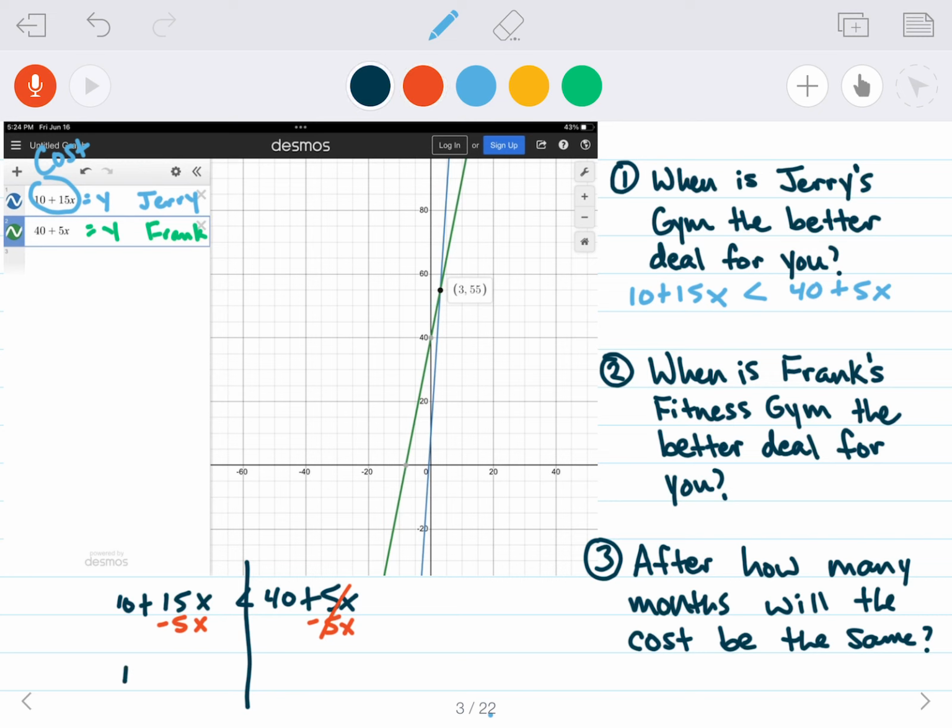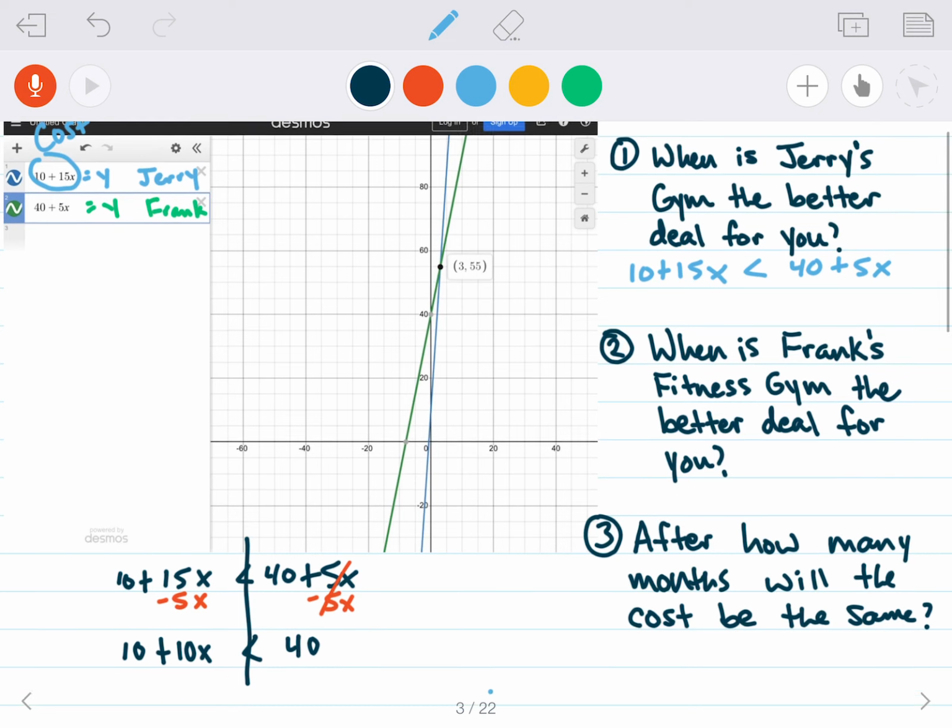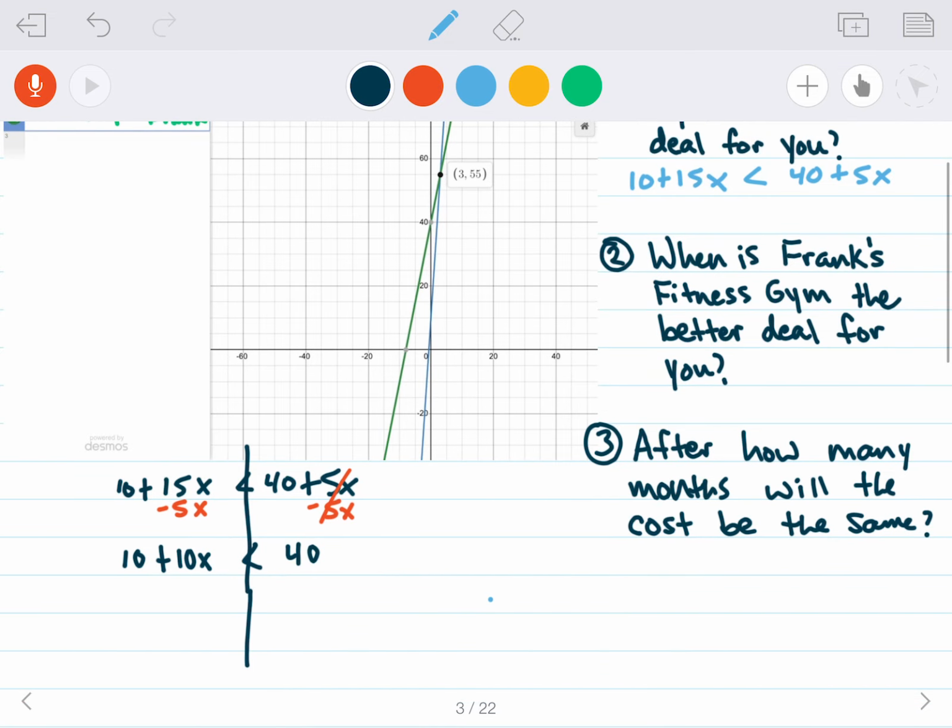And what I get on the left side is 10 plus 15x minus 5x, which is 10x, is less than 40. All right. So at this point I am going to subtract 10 on both sides to get that 10x on the left is less than 30 on the right. And finally, I'll divide both sides by 10 to get x alone, and I get x is less than 3. So that's my answer here.